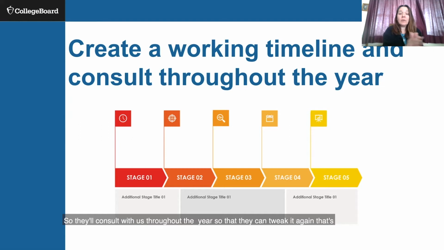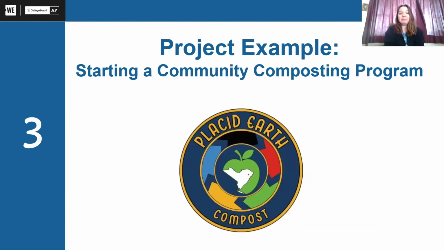So they'll consult with us throughout the year so that they can tweak it. Again, that's why it's a working document, because maybe you thought you could accomplish one goal by January, but that didn't happen. Well, okay, so then we adjust that and change it, and that's fine.